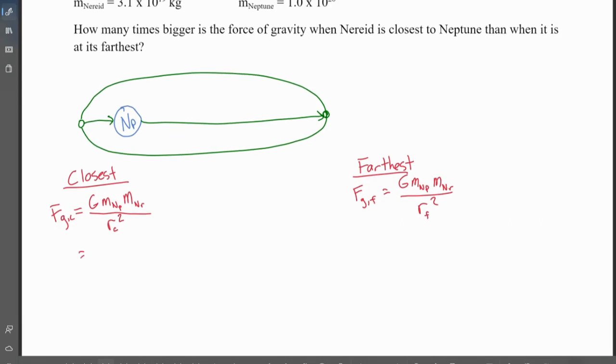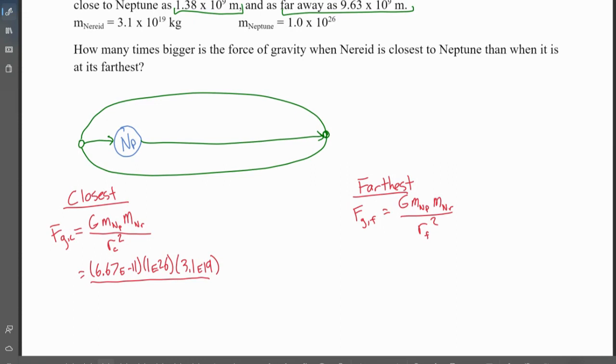So when we're over here, G is 6.67 times 10 to the minus 11. As always, you will be given that on your equation sheet. Then the mass of Neptune, I tell you, is 1 times 10 to the 26. Mass of Nereid, 3.1 times 10 to the 19. And then the radius when they're close together, it gets as close as 1.38 times 10 to the 9th meters, but that gets squared.